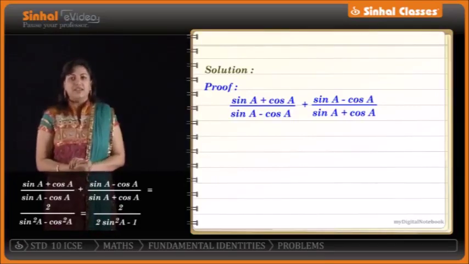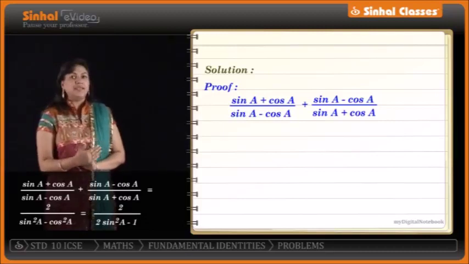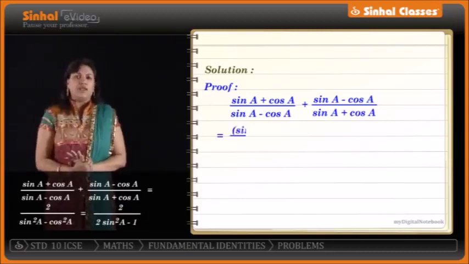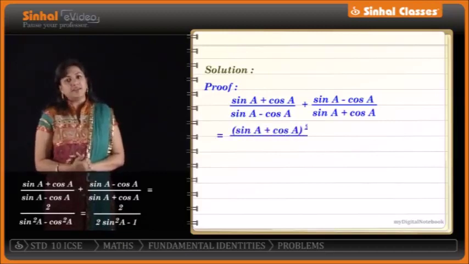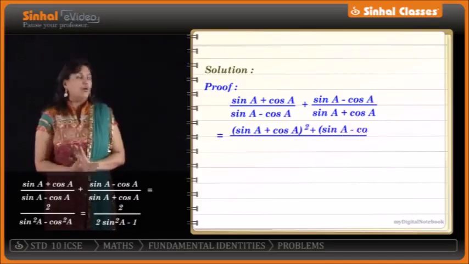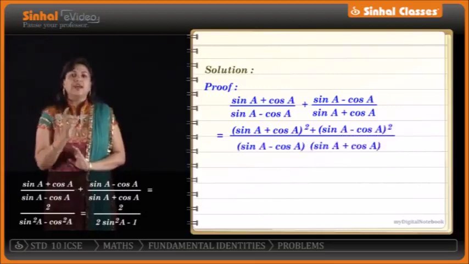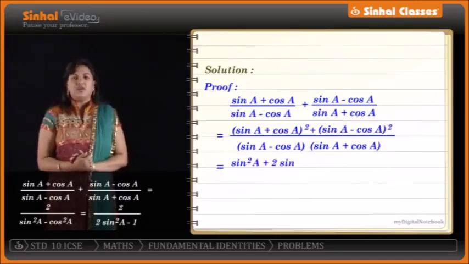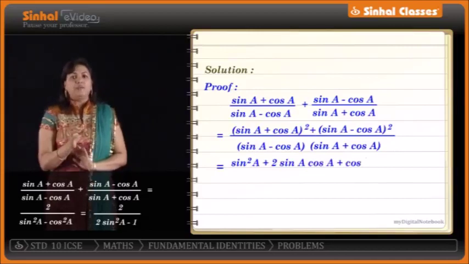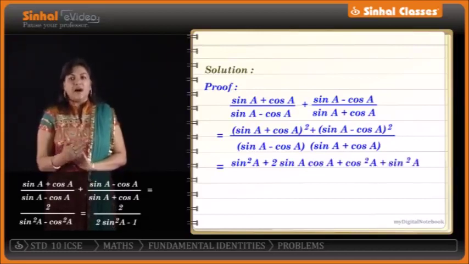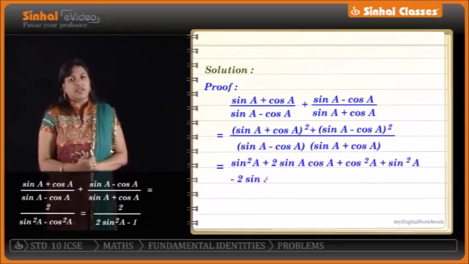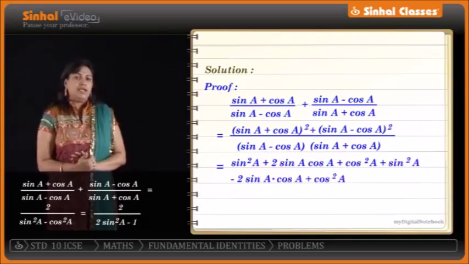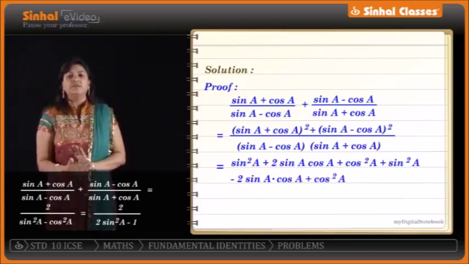So the best possible method here is to take the LCM as sin A minus cos A into sin A plus cos A. So the numerator becomes sin A plus cos A the whole square plus sin A minus cos A the whole square upon sin A minus cos A into sin A plus cos A. Now we expand the numerator as sin square A plus 2 sin A cos A plus cos square A plus sin square A minus 2 sin A cos A plus cos square A. Denominator will become sin square A minus cos square A.